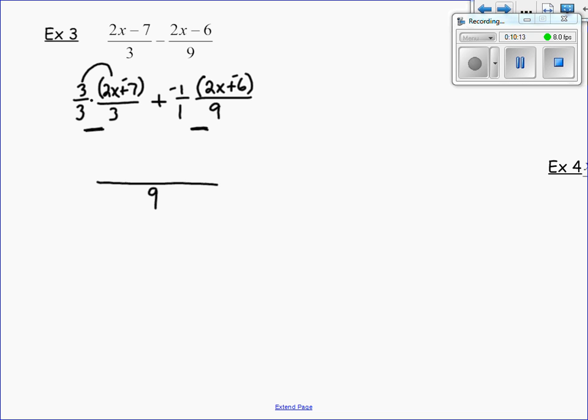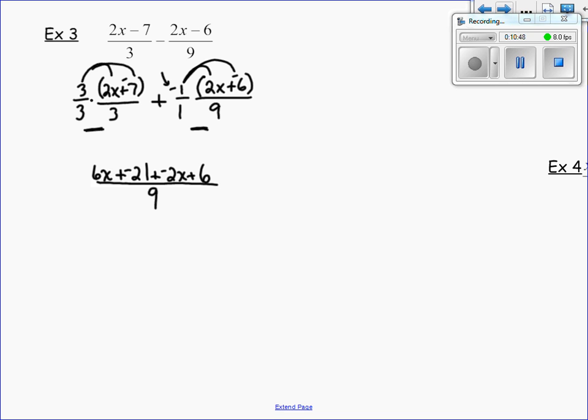3 times 2x is 6x. 3 times negative 7 is negative 21. Negative 1 times 2x is negative 2x. Negative 1 times negative 6 is positive 6. The second fraction is where kids will often make a sign error if they don't follow the steps, like I said, setting up for the common denominator, and then after that, changing the subtraction to adding the opposite, so you don't lose this sign right here that needs to get distributed through.